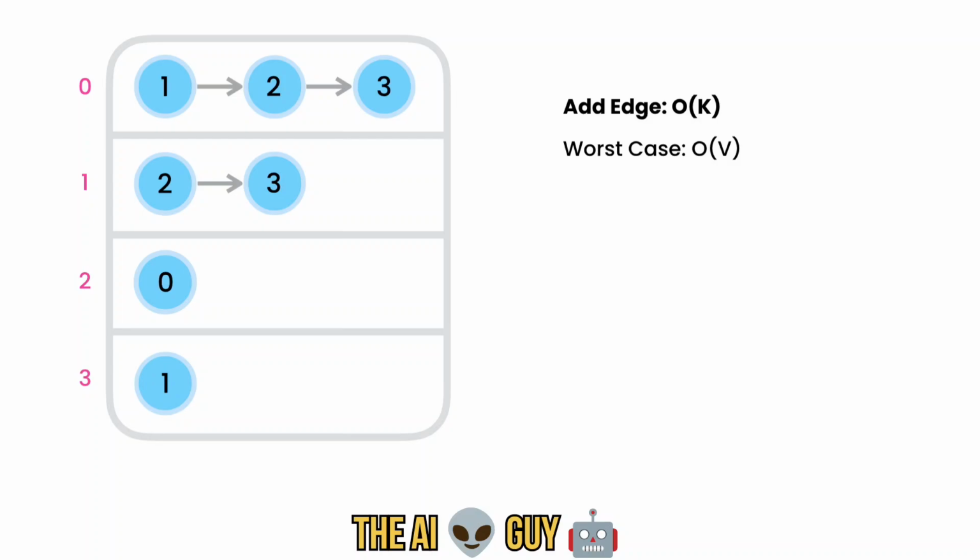Now, we have a special type of graph called a multigraph that allows two nodes to be connected via multiple edges. If you're dealing with a multigraph, we don't need to check for the existence of an edge. So adding an edge would run in O(1). But in this course, we're just going to focus on simple graphs, not multigraphs.